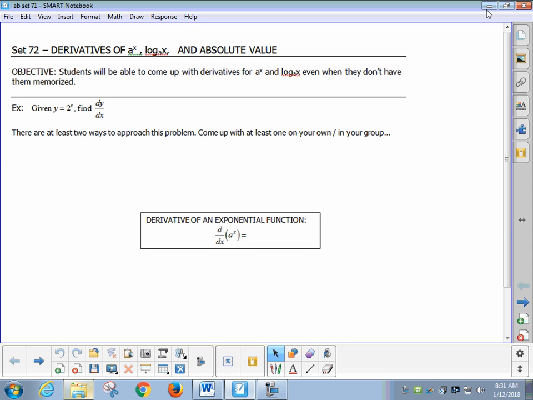So, you have three new derivatives to learn today. You could even say four, depending on how you thought of the absolute value. Exponential, logarithmic, and absolute value. So, let's start with exponential.